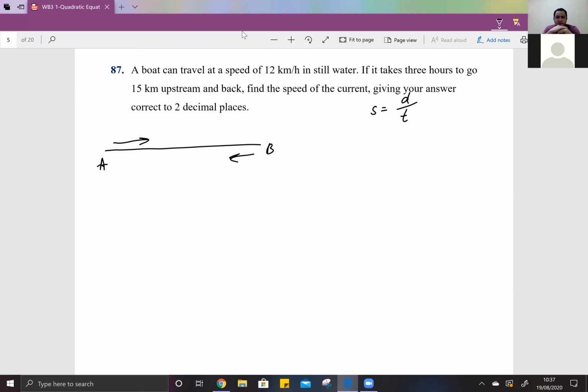So A to B, upstream. So what we have to find here is the speed of the current. And let's say the speed of the current is x kilometers per hour. So that's what we are looking for.